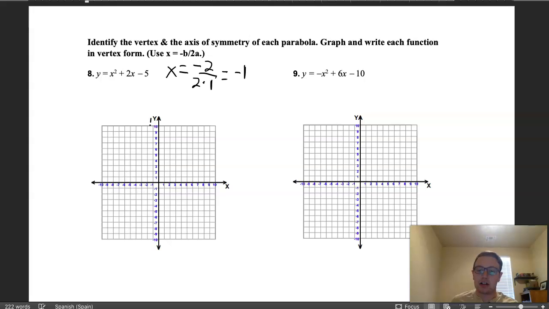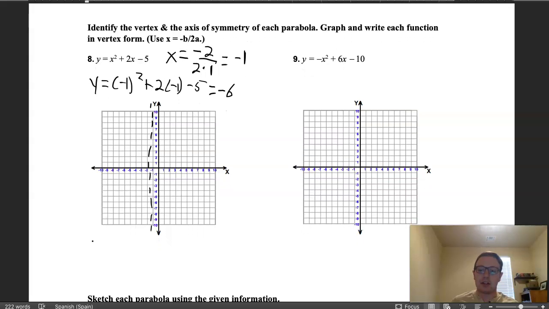Let's go ahead and put that on our graph. Right. What do we do with this value? Well, that's the x value for our vertex. We need to find the y value, which we're going to do by substituting minus 1 in for x. We'd get y is equal to (minus 1) squared plus 2 times minus 1 minus 5, or this is 1 minus 2 minus 5. That gives us negative 6.